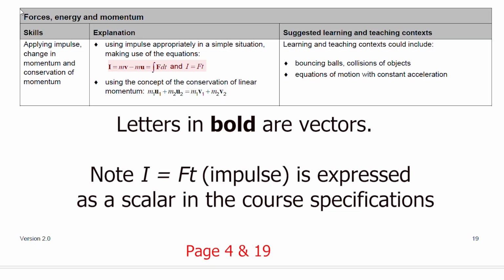Now if we look at page 4 in the specification sheet, we can actually see our top expression, which I've highlighted in orange. Notice all the letters that are in bold are vectors. So what we have to do here is find the change in momentum as a vector, then find its magnitude to give us F times t. Those are the expressions on the left and right.